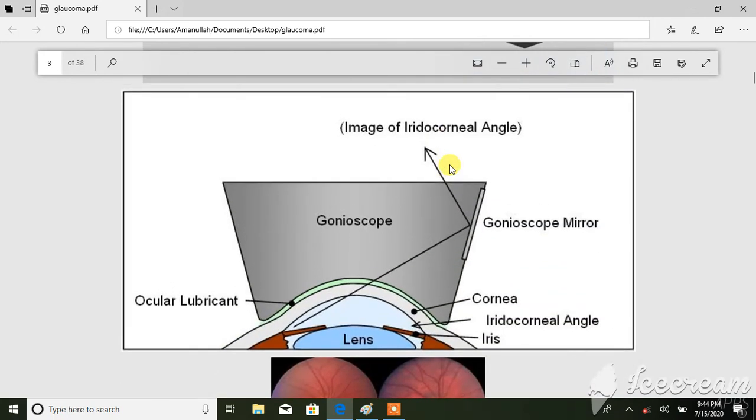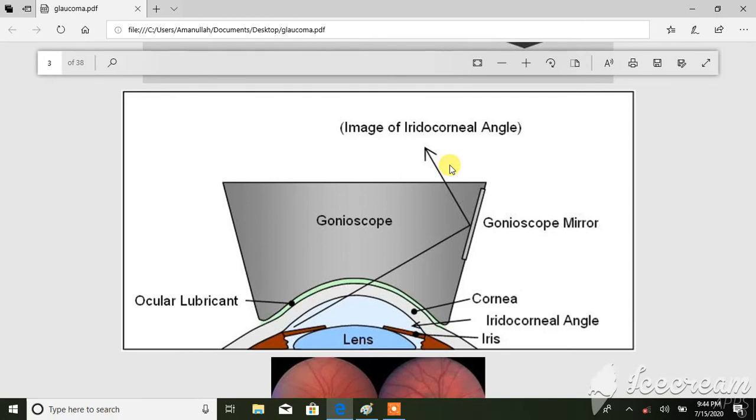Another is the gonioscope. The use of the gonioscope is known as gonioscopy, and the gonioscope is the instrument which is used to evaluate the anterior chamber angle, for assessing the width of the anterior chamber, in order to diagnose the type of glaucoma, that is, which type of glaucoma this is.